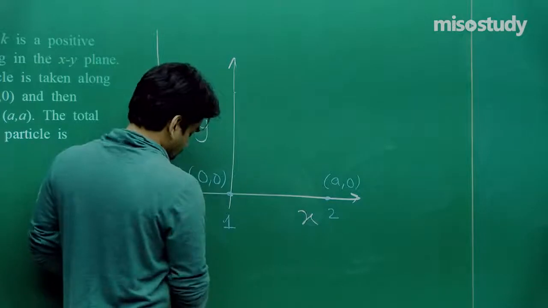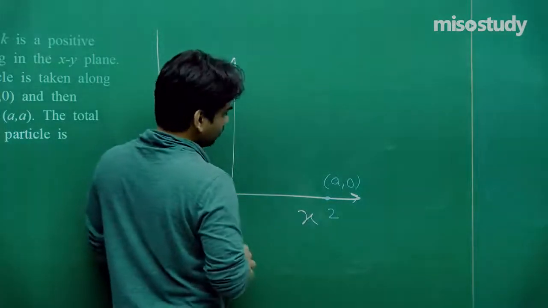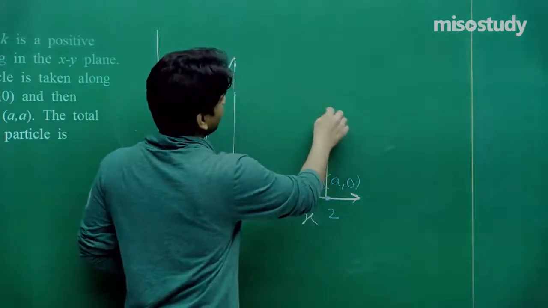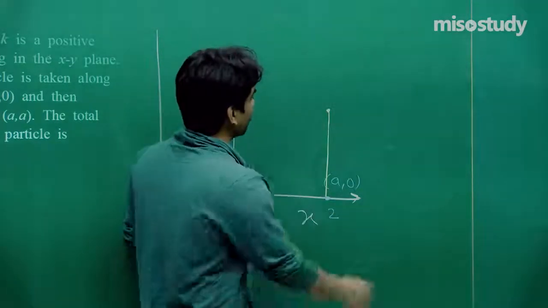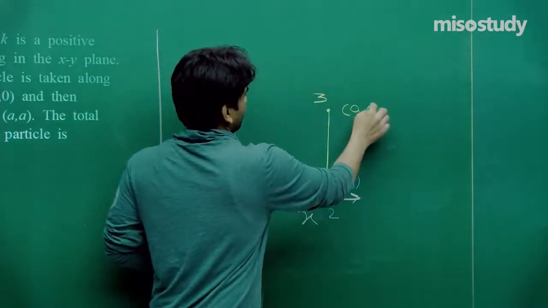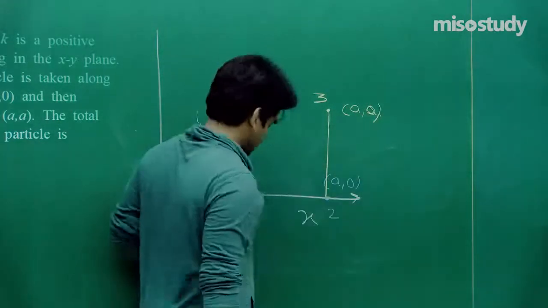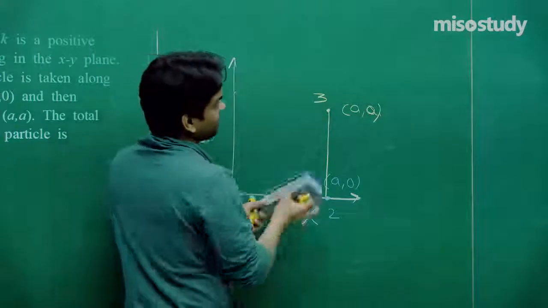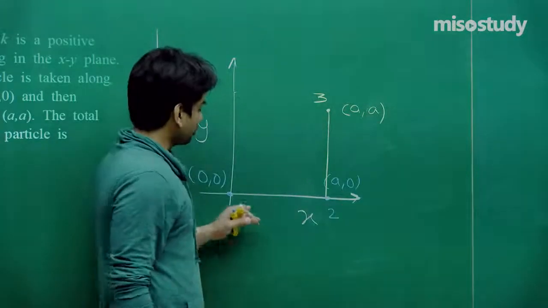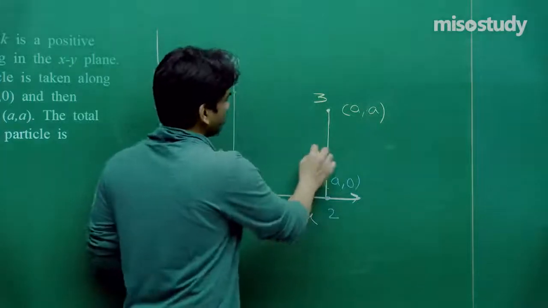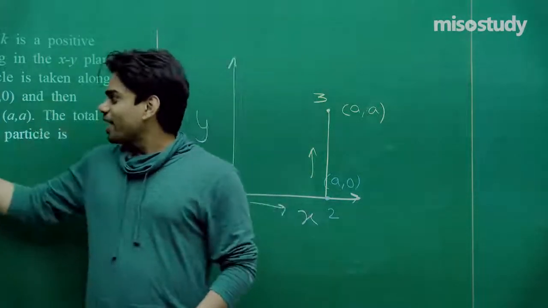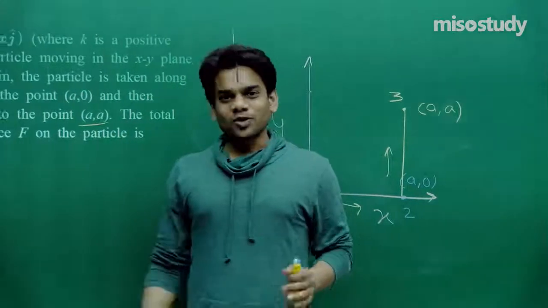So let me show you the line parallel to the y-axis. This will be the line, and this point they are talking about is (a, a), point number 3. That is the final point where the particle is reaching, (a, a). Quite obvious, it moves along this path from 1 to 2, then 2 to 3. This is how the path is actually shown, and then parallel to the y-axis to the point (a, a). So I have shown you the path.